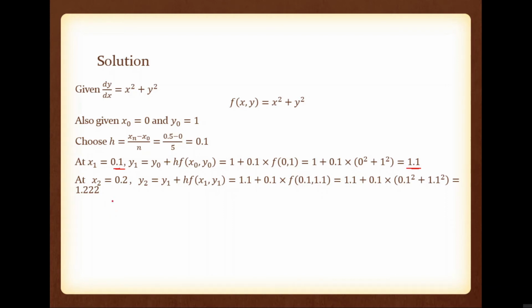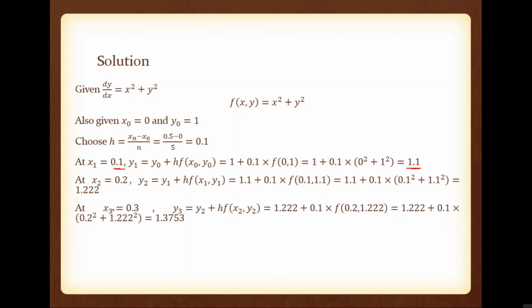Okay. So by using this x2 comma y2, we have to find y3 corresponding to x3 equal to 0.3. x2 equal to 0.2 plus h will give x3. So x3 is equal to 0.3. So y3 is equal to y2 plus h into f of x2 comma y2. y2 is 1.222, x2 is 0.2. So we have 1.222 plus 0.1, that is h, into f of 0.2 comma 1.222.